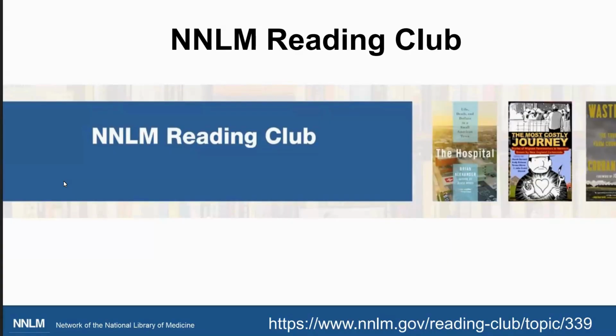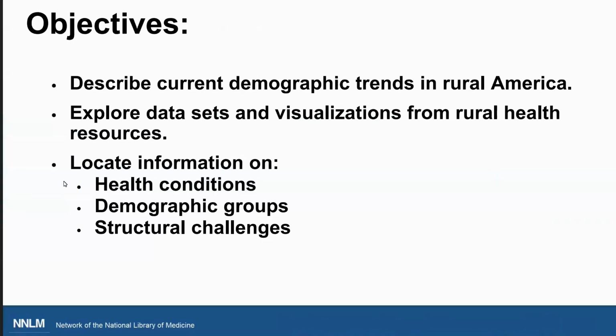So, for our objectives today, we're going to describe the current demographic trends in rural America, explore data sets and visualizations from rural health resources, and locate information on health conditions, demographic groups, and structural challenges. It's going to be divided into two sections. We're going to do an overview of some demographic trends and information, and then we will switch to a live demo of resources you can use to locate information on things like health conditions, demographic changes, and structural challenges.